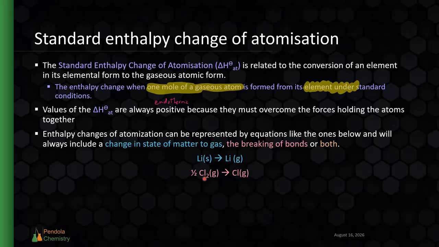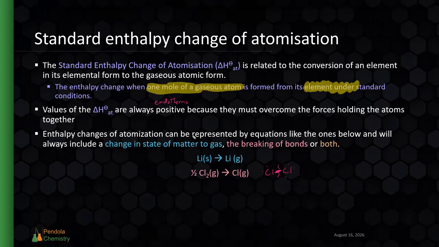But for a diatomic molecule like chlorine, for example, chlorine's elemental form is Cl2 gas, so we're not changing the state of matter. Chlorine is already in the gas form. However, chlorine is a diatomic molecule. Chlorine consists of 2 chlorine atoms single bonded together. In order for atomization to happen, we need to break that single bond between the chlorine atoms.